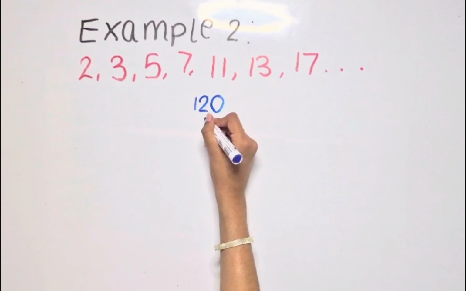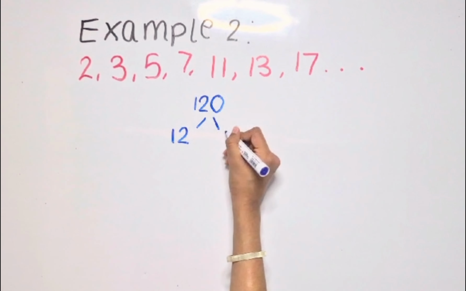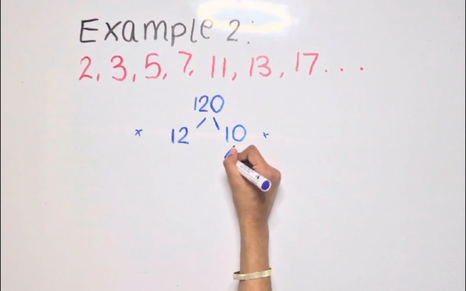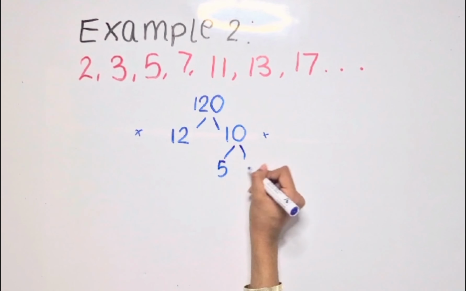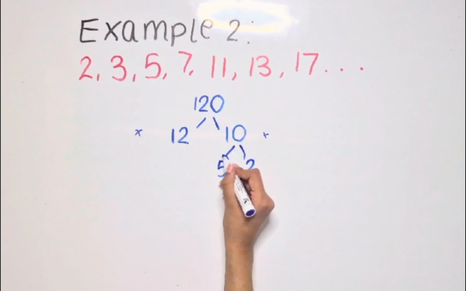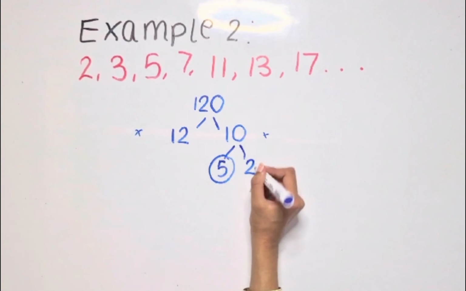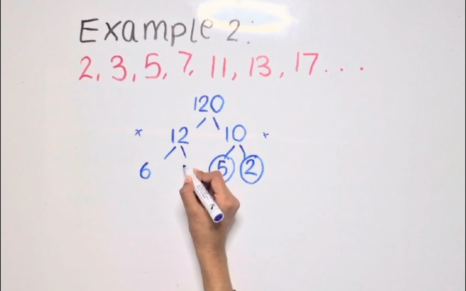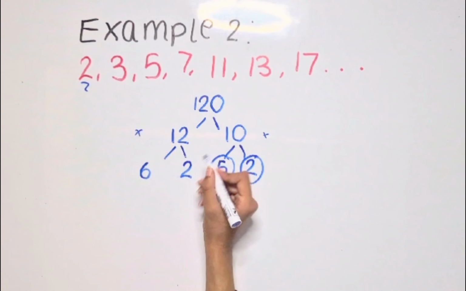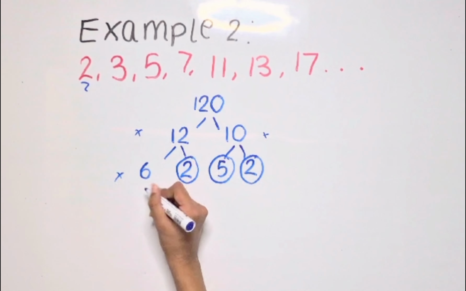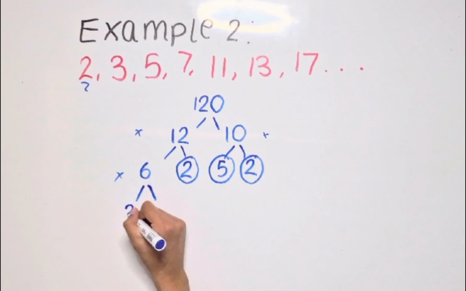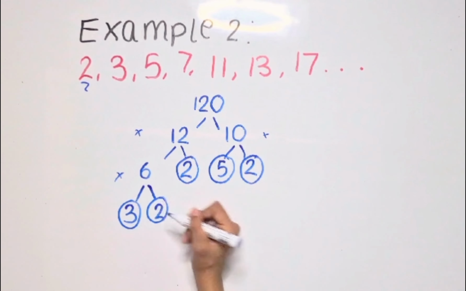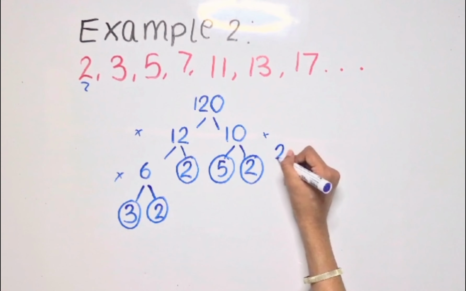So our number is 120, and we're going to split that into 12 and 10 because 12 times 10 is 120. Now we don't have any prime numbers, so we're going to divide 10 by 5 and 2, and they are both prime numbers, so we're going to circle them. Now 12 can be divided into 6 and 2. So 2 is a prime number, but 6 is not. So we're going to divide that by 3 and 2. So obviously 3 times 2 is 6. 3 and 2 are both prime numbers, so we're going to circle those.